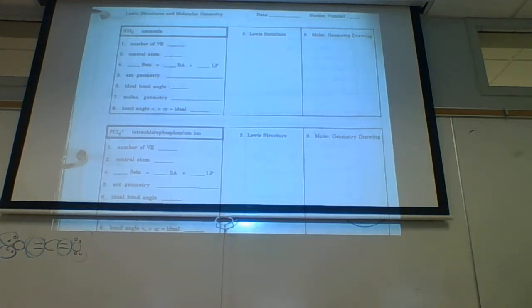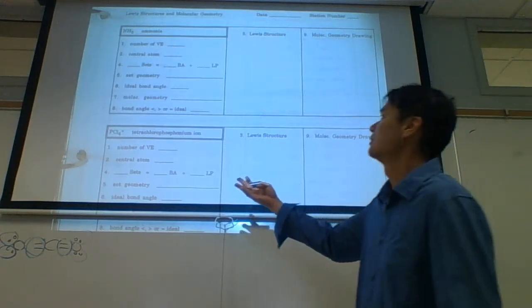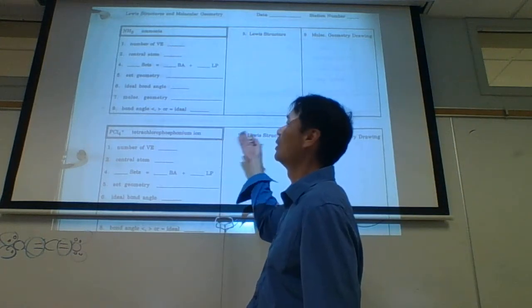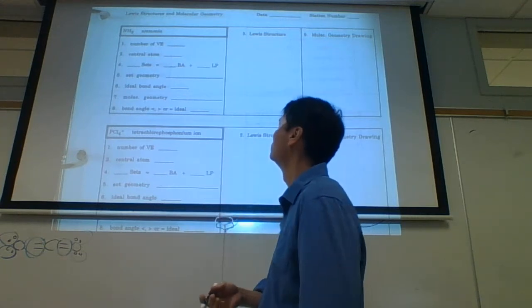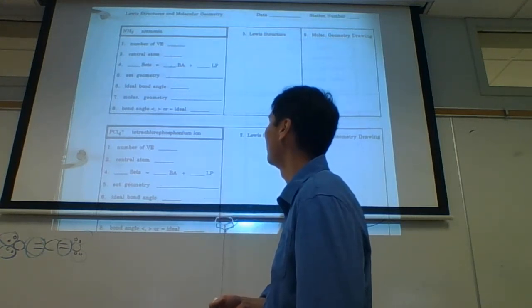And so we have to have the Lewis structure to figure that out. This is the Lewis structure we generated for ammonia. So how many groups of electrons? 4. And what are they? We have 3 bonding groups and 1 lone pair. And so there are 4 sets. 3 bonds, 1 lone pair.